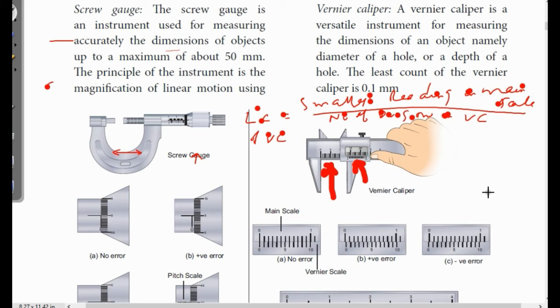Suppose we take an example. The smallest reading in the main scale is, say, 1 millimeter, and the number of divisions in the Vernier scale is 10 divisions. So 1 millimeter here is divided into 10 divisions. That's what it means. The value is 0.1 millimeter, which can otherwise be written as 0.01 centimeter.